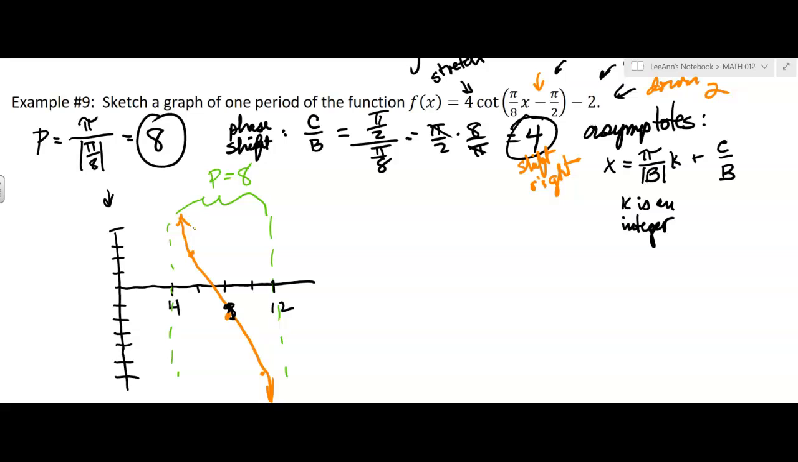Okay, well, it doesn't look very curvy. You should have a little more curve in it, but anyway, that would be the graph then, and I just graphed one period. You could do more.